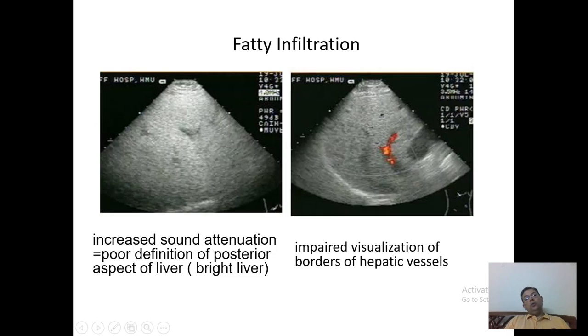Then, as we already talked about, fatty infiltration, a very common cause of hepatic failure now is NASH, the non-alcoholic steatohepatitis. Hepatic failure or hepatitis caused by fatty infiltration of the liver, and you can see how it has become brighter. There is a very poor definition of the posterior aspect of the liver. You can hardly find out where the capsule is, and there is impaired visualization of the borders of the hepatic vessels, which tells you that this liver has fatty infiltration.